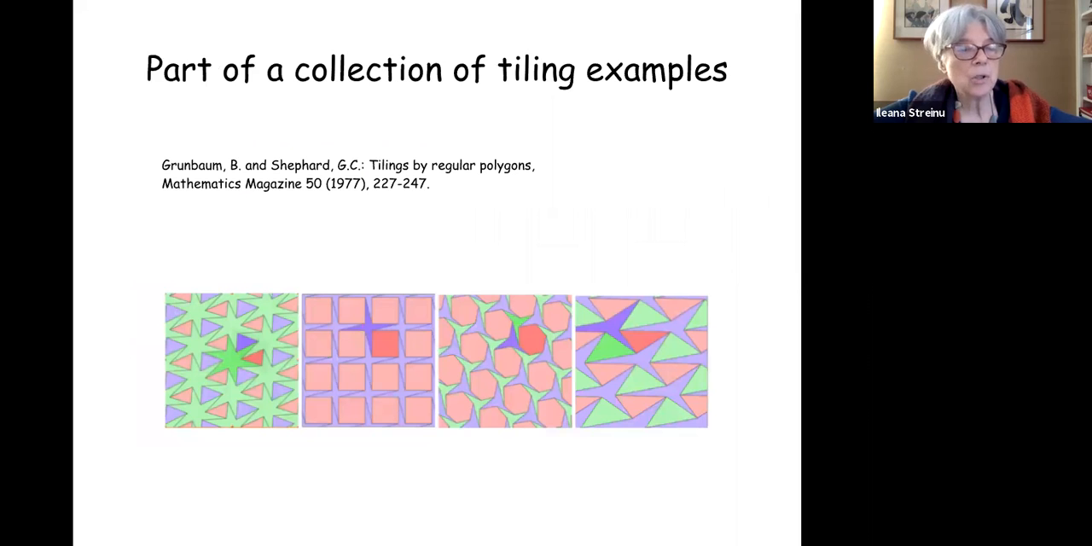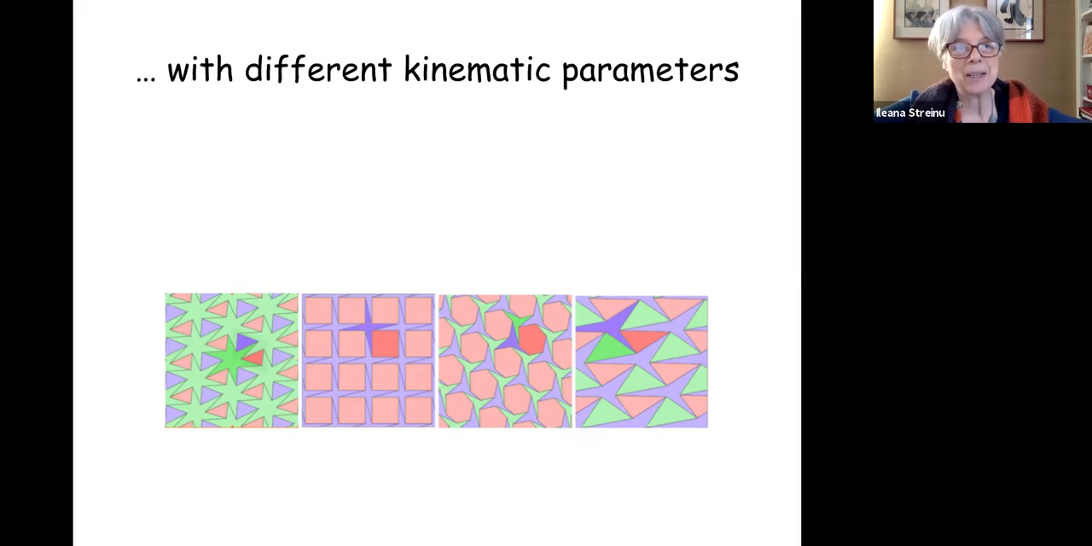So as you saw in Ciprian's talk, this example is part of a collection of tiling examples. Of course, tilings in the case when everything is regular. So this comes from a paper of Grünbaum and Shephard from '77, tilings with regular polygons, except that we made nice frameworks out of them. So think of them as being as regular as possible. But we can also deform them and study their properties.